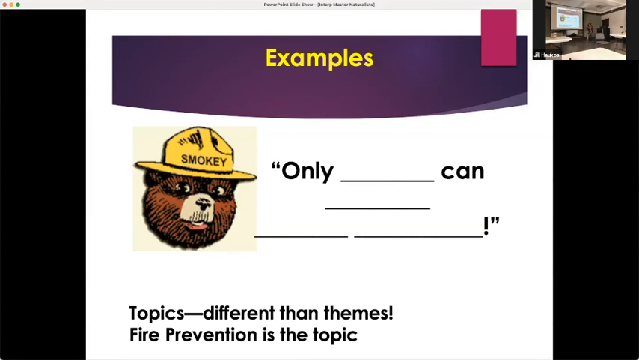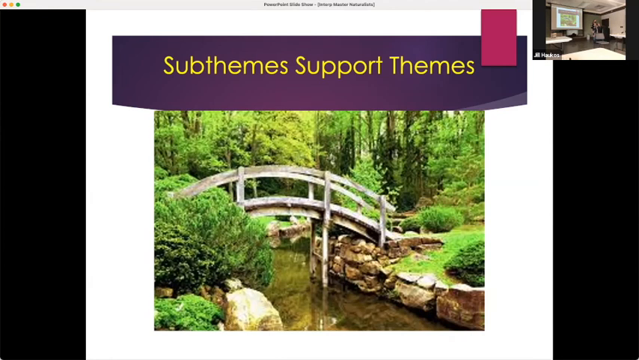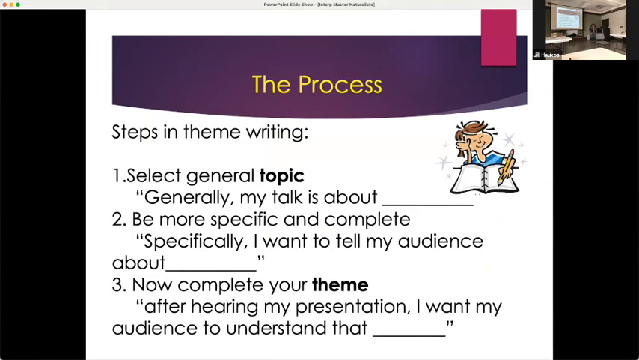That's a theme statement. What's something you feel knowledgeable about, your own resource, that you feel like maybe this is something I would love to talk about in a program? So write that down for me. What is your topic? Whatever it is, write your topic down. All right, so then specifically, I want to tell my audience about, what is it you want them to know about your topic. So write that down.